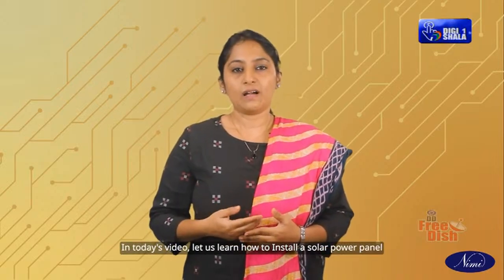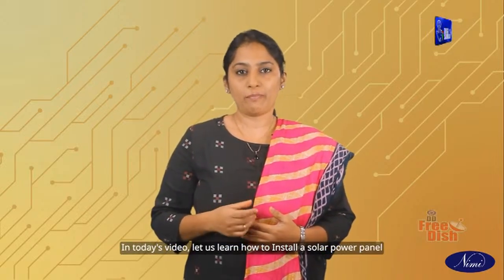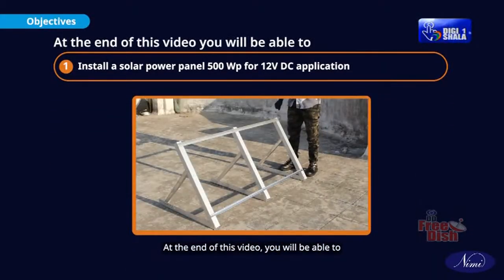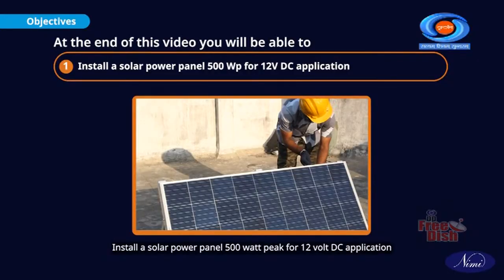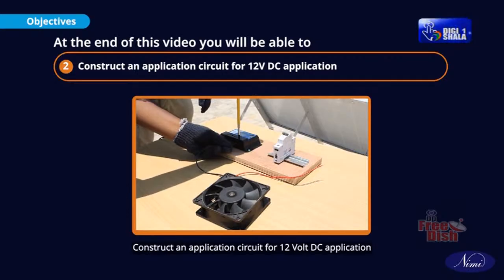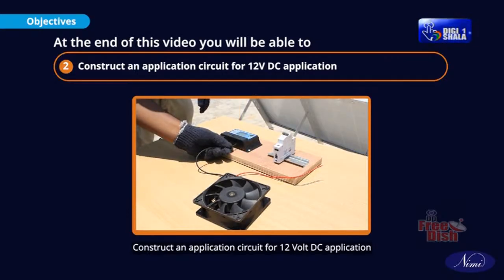Hello everyone, in today's video, let us learn how to install a solar power panel, 500 watt peak, directly to a 12 volt DC application. At the end of this video, you will be able to install a solar power panel 500 watt peak for 12 volt DC application, and construct an application circuit for 12 volt DC application.